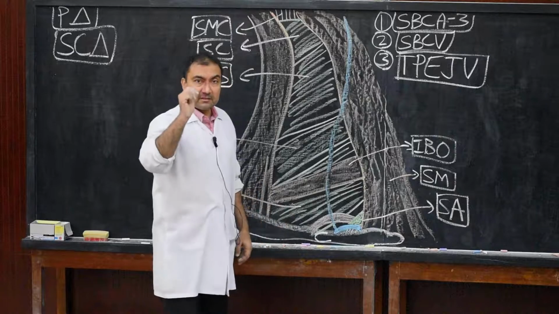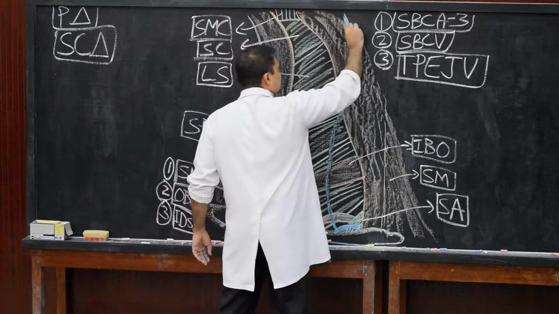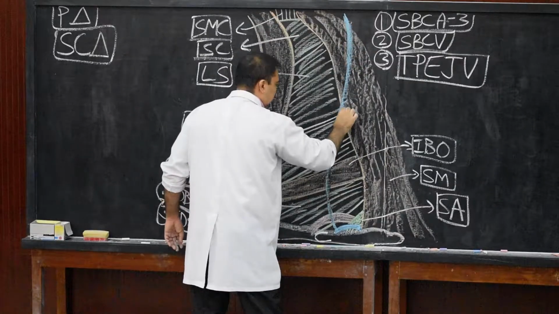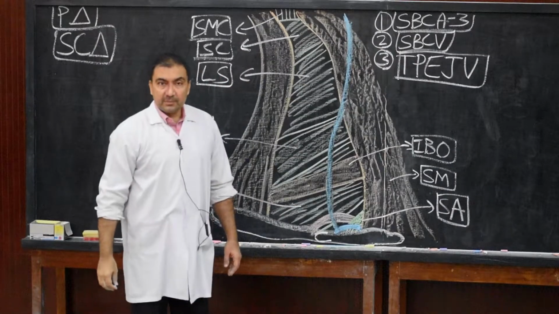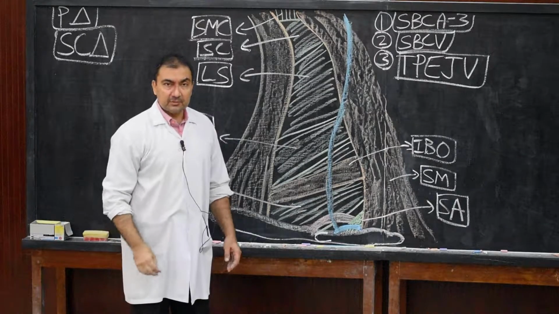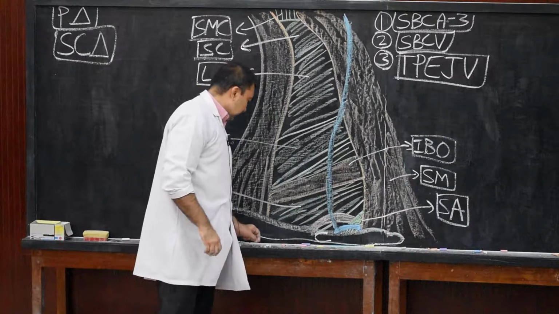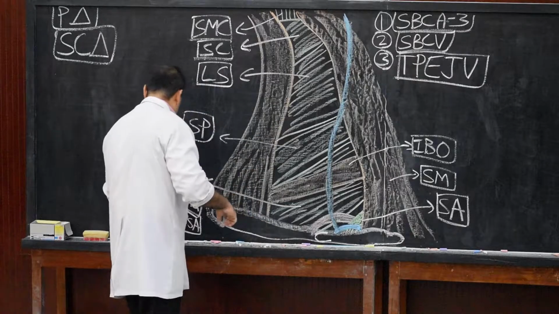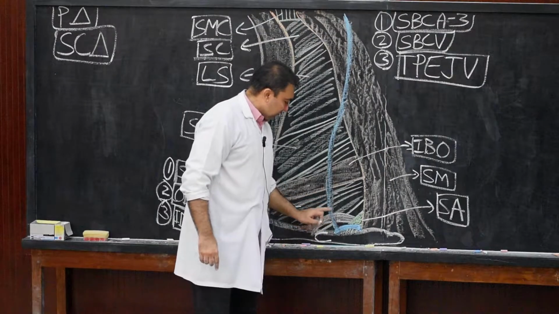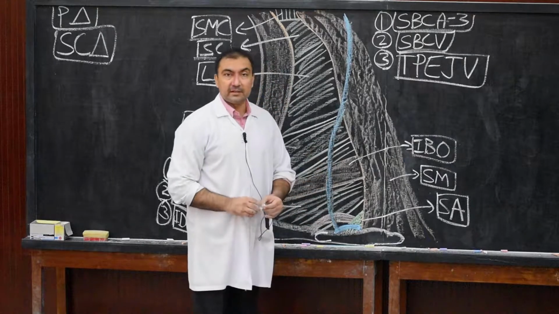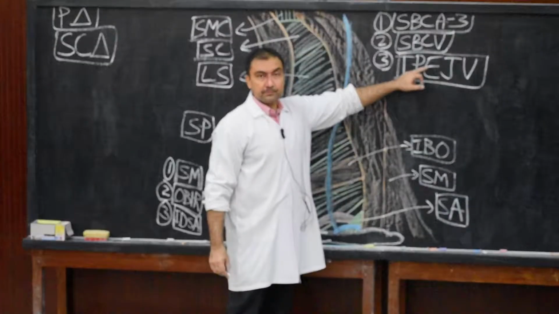Which vein? External jugular vein. We have discussed this entirely. The entire external jugular vein has been discussed, and it will open into the subclavian vein just above the clavicle. So this terminal portion of the external jugular vein is a content of the supraclavicular triangle, and that is point number 3.